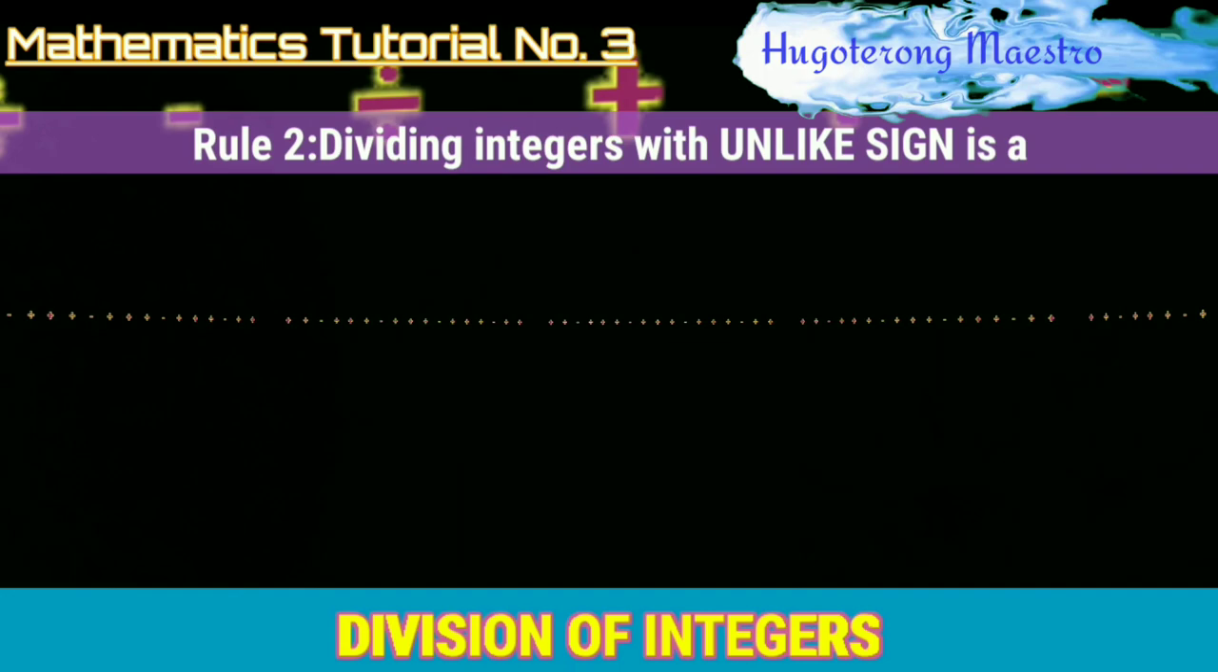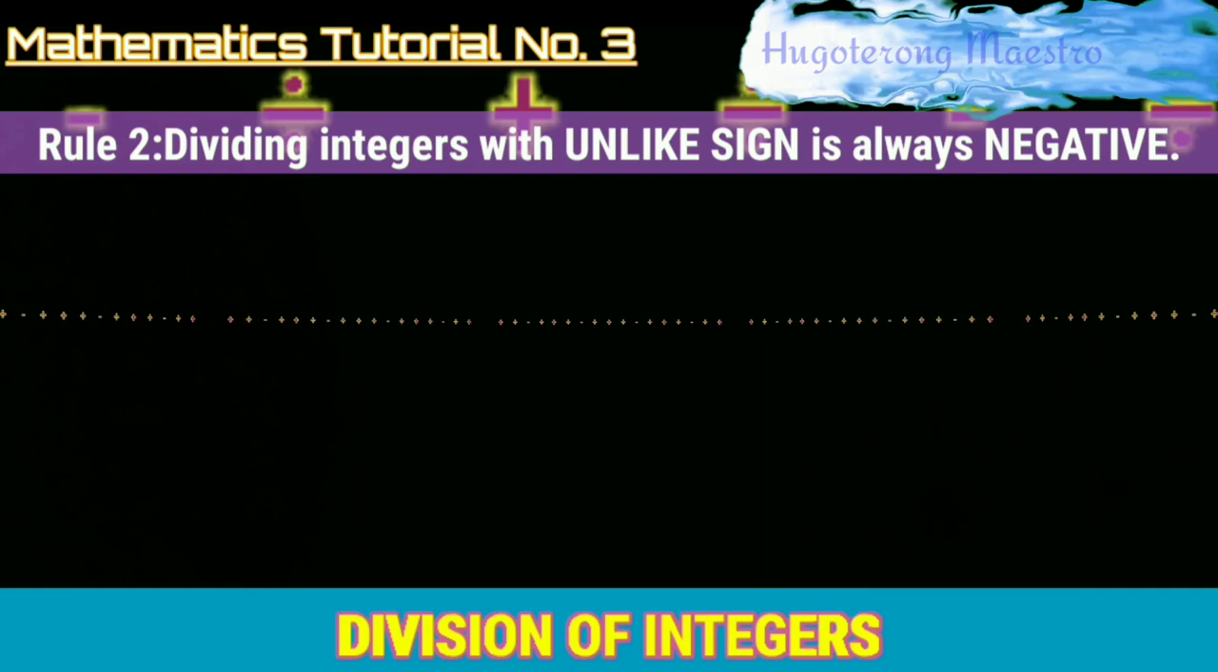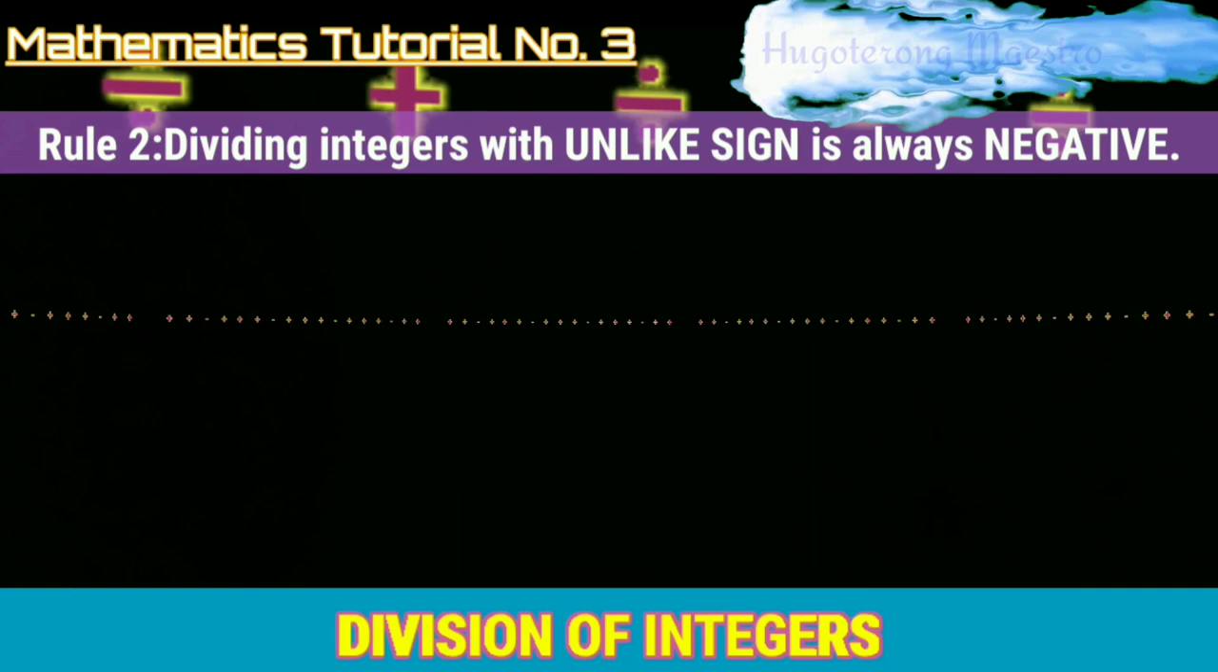And now, let's proceed to rule number 2. Dividing integers with unlike sign is always negative. Ang ibig sabihin nito, kapag nag-divide tayo ng numbers na hindi parehas ang sign, halimbawa ang isa ay positive at ang isa naman ay negative, ang sagot natin dyan ay negative. Kung natatandaan nyo, ang rule dito sa division of integers ay parehas lang dun sa multiplication.